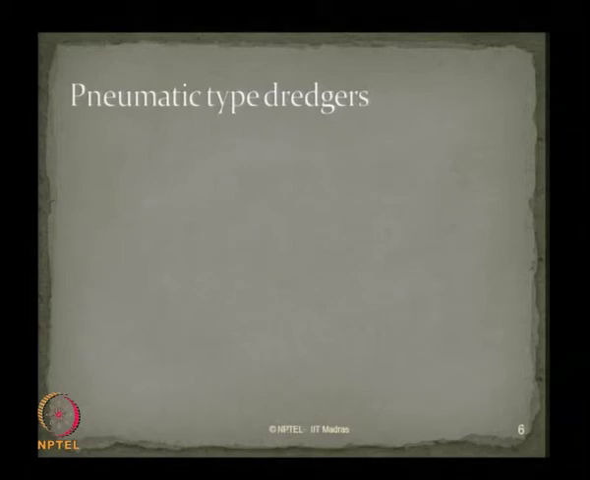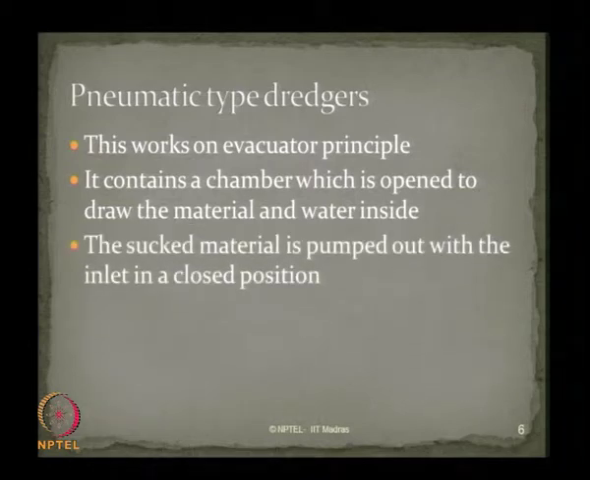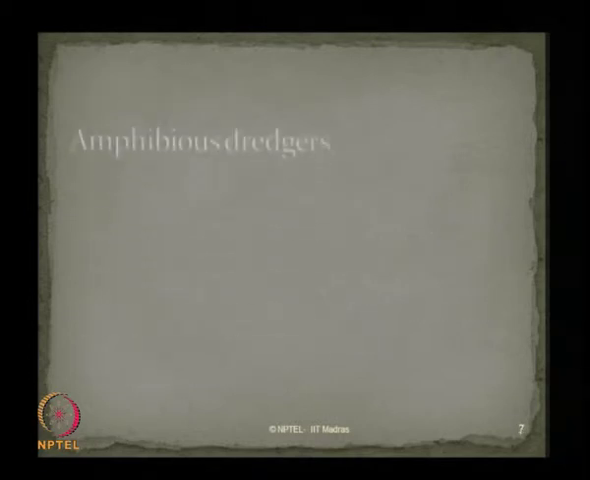You can also have pneumatic type dredgers which work on the evacuator principle. It contains a chamber which is open to draw the material and water inside the chamber. The sucked material in the chamber is then pumped out with the inlet of the chamber remaining in a closed position. The process is sucking and evacuation, and hence the dredging action is only intermittent, because it has to first suck into the chamber, then the chamber is closed and then it is released. Therefore, the operation cannot be continuous as it is a successive flow of sucking and evacuation.